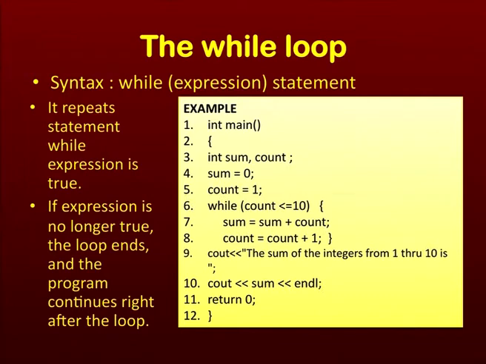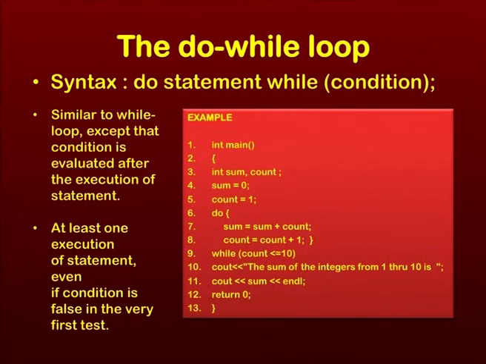The do while statement is the same as the while loop, but the condition is tested or checked at the end of the loop, not at the beginning of the loop. That is the only difference between while and do while. You can check it here: do, and at the end while count is less than or equal to 10. This condition will be tested at the end of the statement of while. That means, even if the condition is not true at the very first time, at least once the loop statements will be executed.